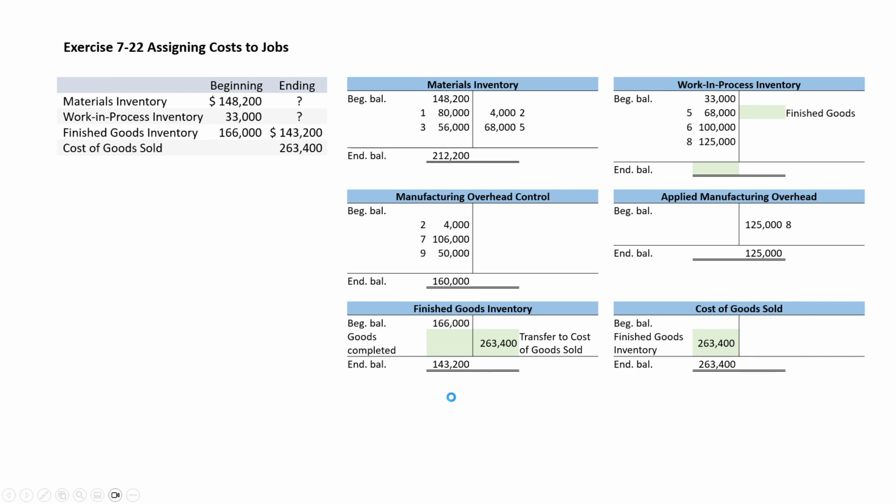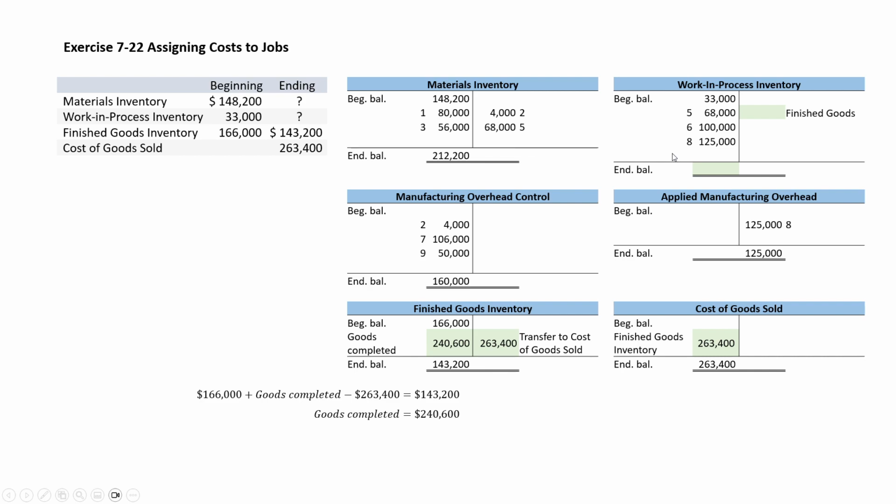I'm getting a little bit closer in detail to my finished goods. I can solve for how much was added into finished goods for the period. I'm already told the beginning balance is 166,000. I'm already told the ending balance is 143,200. We just figured out the amount transferred to cost of goods sold is 263,400. So I can just solve for goods completed. It must have been 240,600. That must have been our debit into finished goods, or goods completed. So I'm getting a little bit happier here.